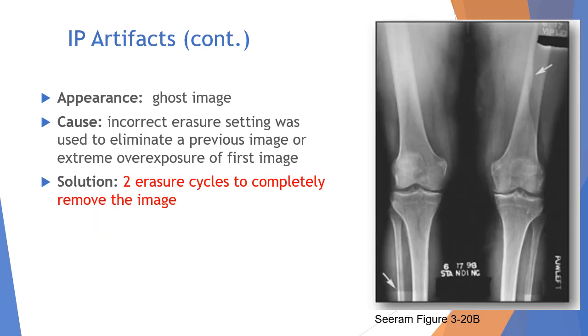A ghost image. An incorrect erasure setting was used to eliminate a previous image, or extreme overexposure was performed of the first image. So there might be a need for 2 erasure cycles to completely remove the image.